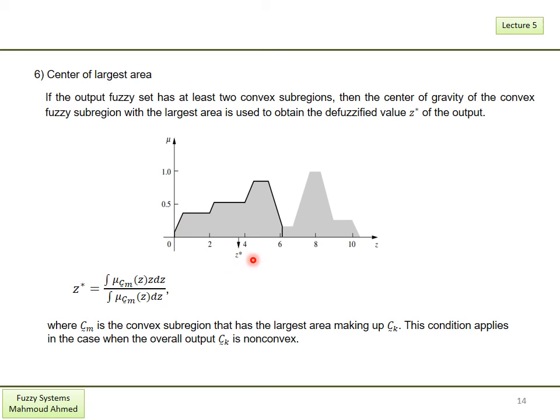And for the bigger area, we simply apply this formula for only the largest area, which is the integration of the given membership function multiplied by z divided by the integration of the membership function. This resembles the same method as before, but in this case we consider only the largest area.